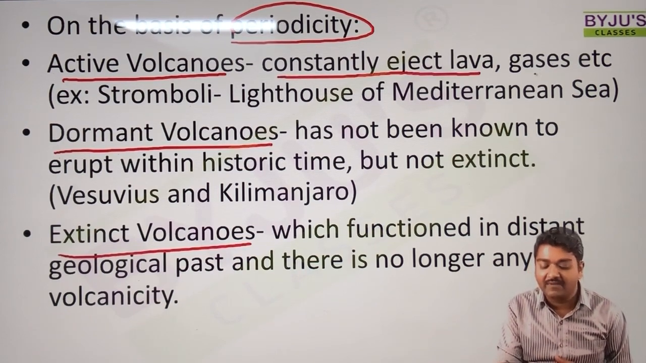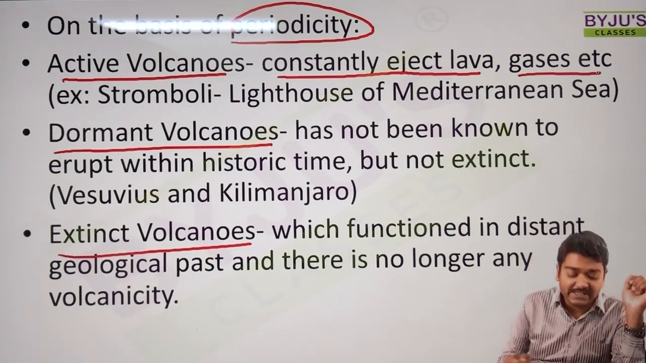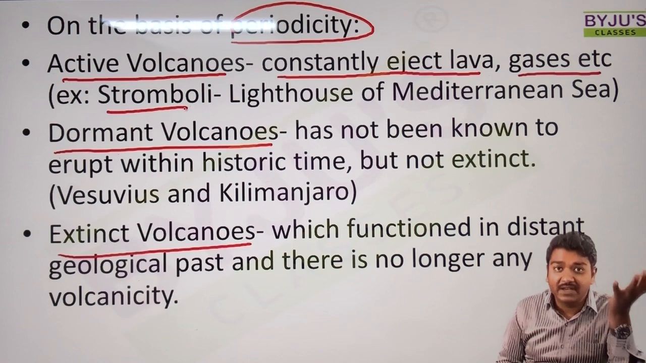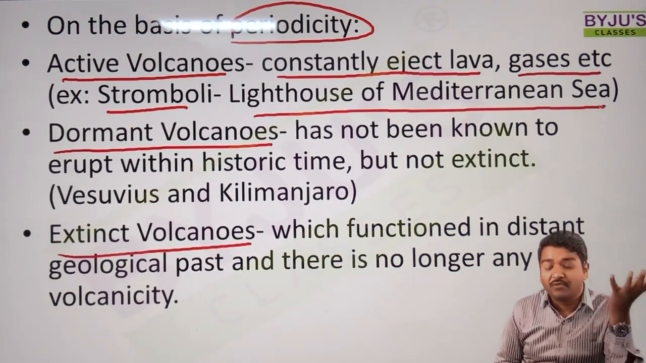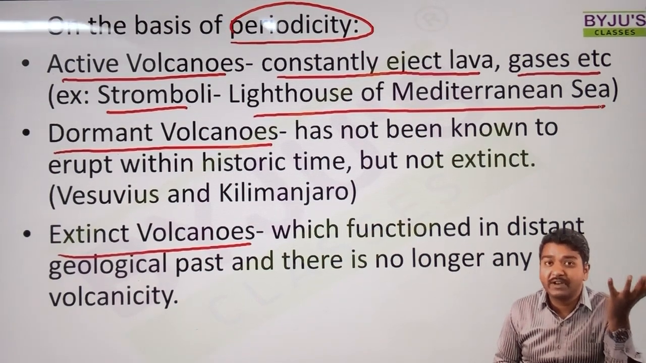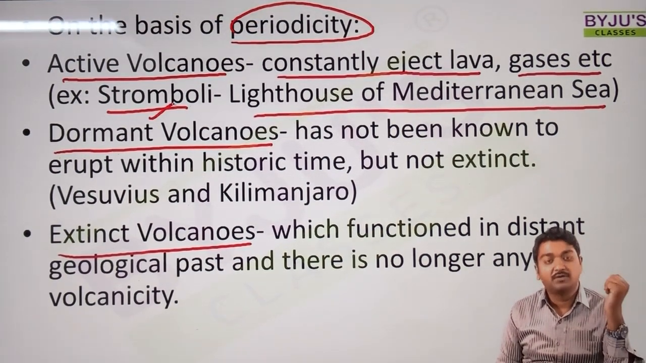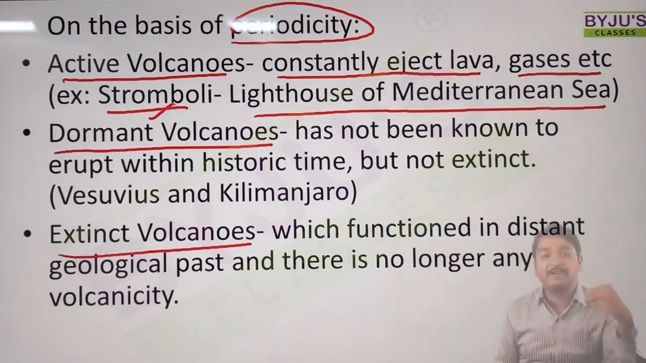What is the meaning of an active volcano? It constantly ejects lava and gases, every time you see. The best example is Stromboli, and that is the reason it is called the lighthouse of the Mediterranean Sea. Which volcano is the lighthouse of the Mediterranean Sea? Stromboli.